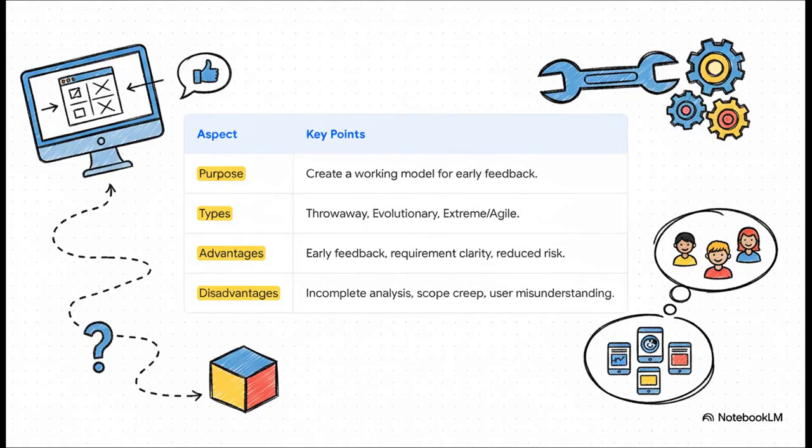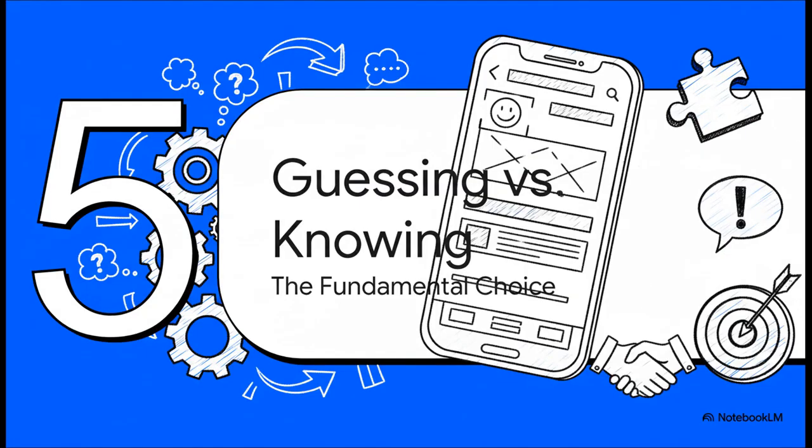Okay, so let's just boil this all down for a second. At its very core, prototyping is about creating a working model to get early feedback so you can gain clarity and reduce risk. Whether you use a quick and dirty throwaway model, an evolutionary one that actually becomes the final product, or a super fast extreme approach, the goal is always the same. Avoid those common pitfalls to build the right thing the first time. When you strip everything else away, the choice to use a prototype really comes down to a very simple, very fundamental question for any team. Do you want to guess, or do you want to know?